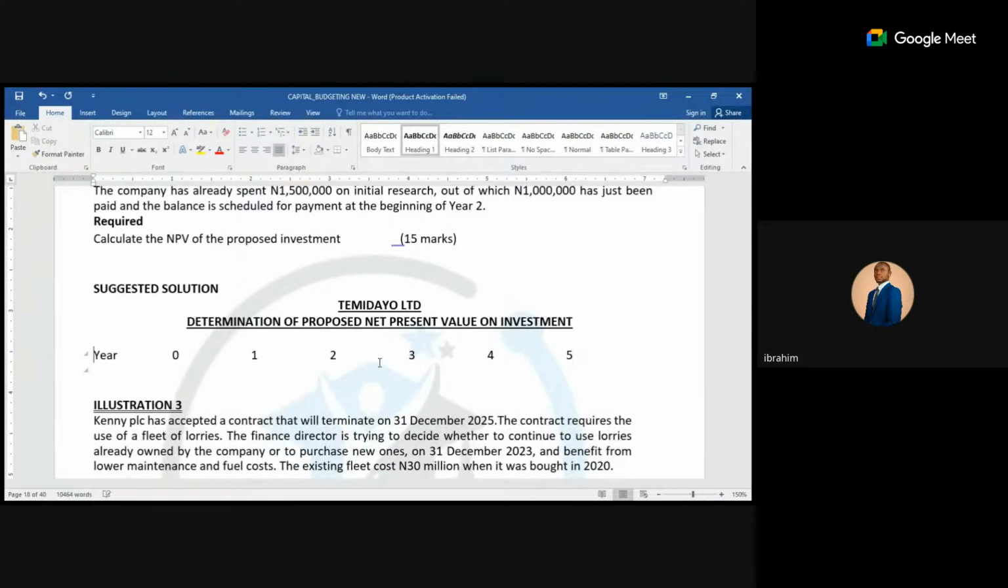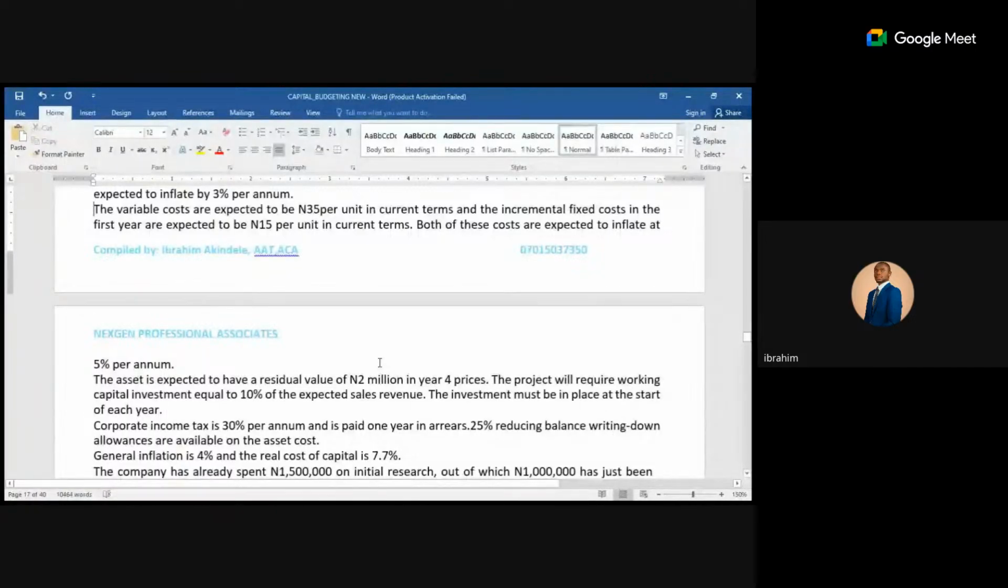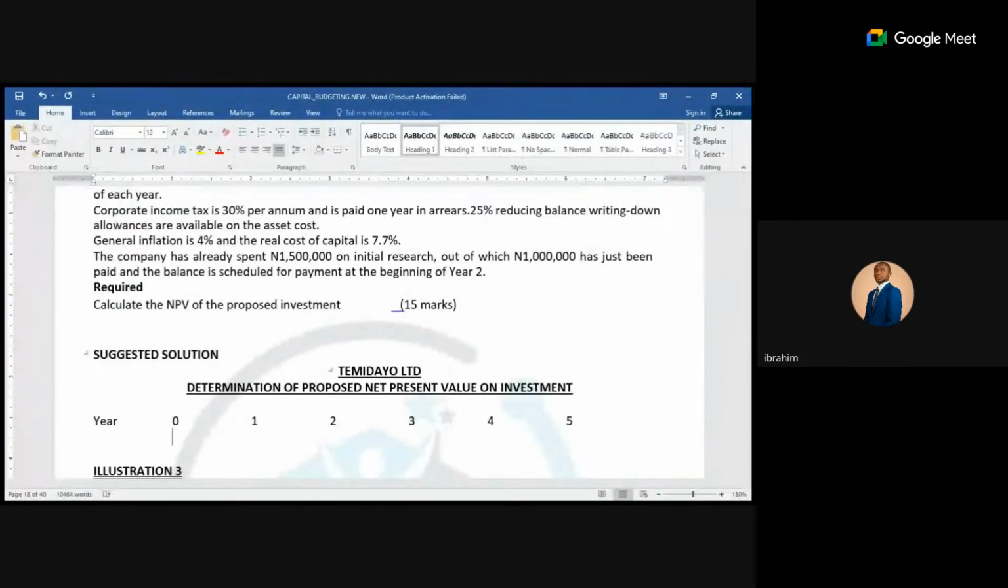Please, should we keep the naira sign, or keep it in thousands? In thousands. Okay, please, this is very important.